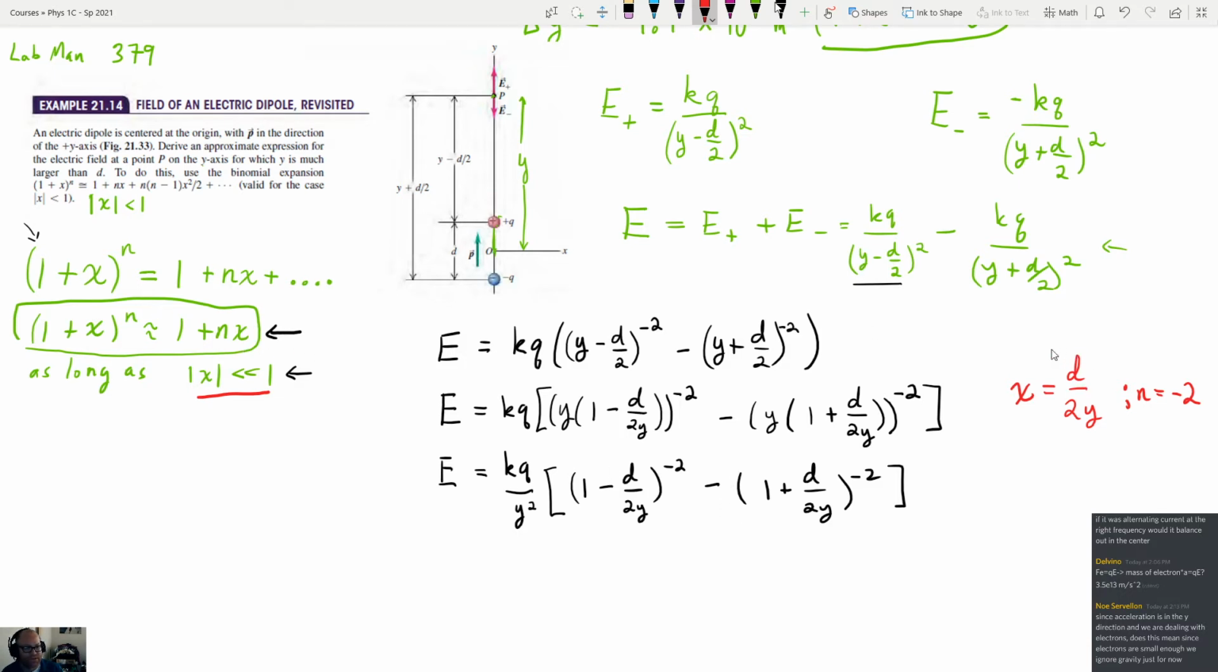So does this meet that definition? d over 2y. Yes. And why is that? It's because y is much larger than d. Exactly. A point P on the y-axis for which y is much larger than d. So we already know y is much, much greater than d, which means that 1 is much, much greater than d over y. Or we could put a 2 here, and then it's going to be even smaller, right? Okay, so we can expand out our expression using the binomial expansion.